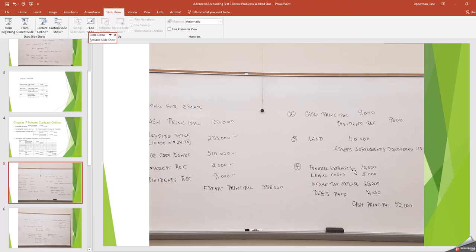Then she has her final expenses: funeral expenses, legal bills. What did she owe the IRS? Were there any credit cards or small debts that had to be paid off? All of those will get paid off, settled to the estate, and come out of that cash principal.